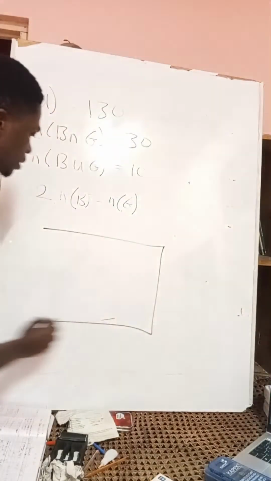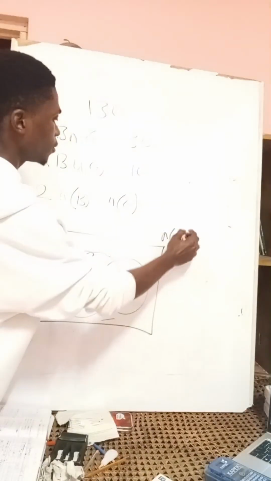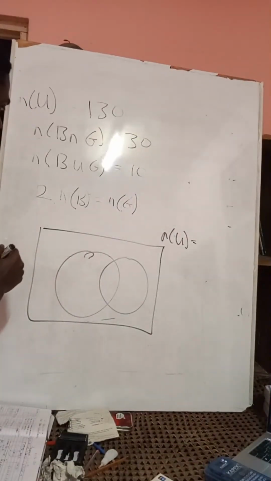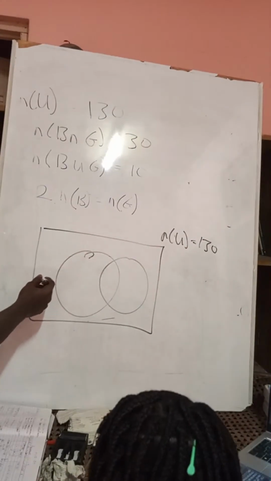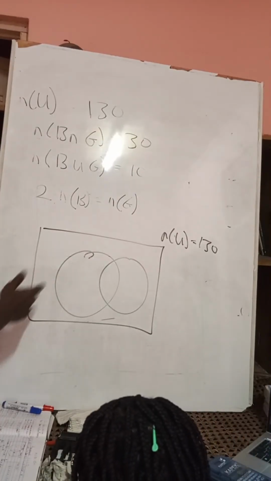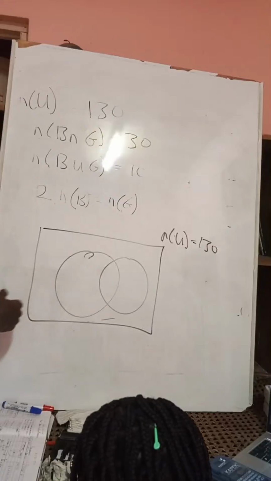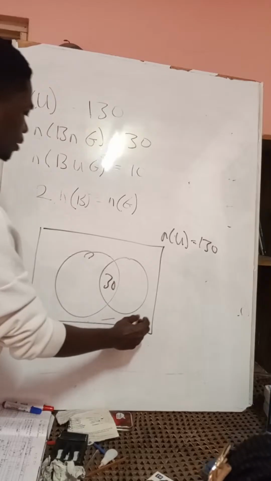So let's draw that Venn diagram fast. So here's how it's going to be. The number of u is 130. We know the number of u to be 130 here. Then the number in the intersection of both is 30. And then we have none, 10.